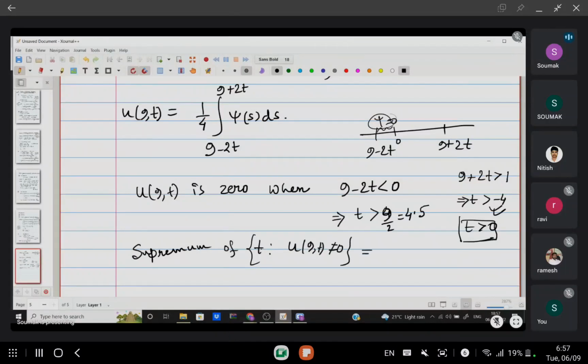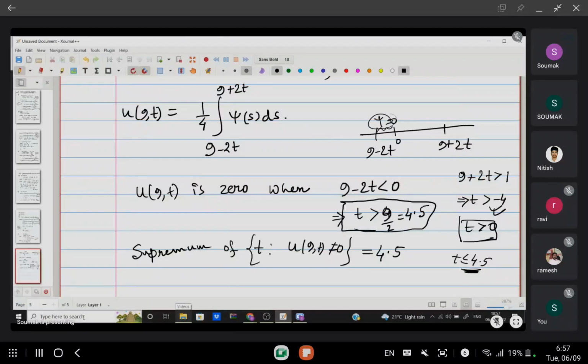It is exactly equal to 4.5, because after 4.5 it is already 0, right? Because psi is 0. So it is non-zero whenever t is less than or equal to 4.5. So the supremum is 4.5. What is the maximum? So the answer is 4.5.